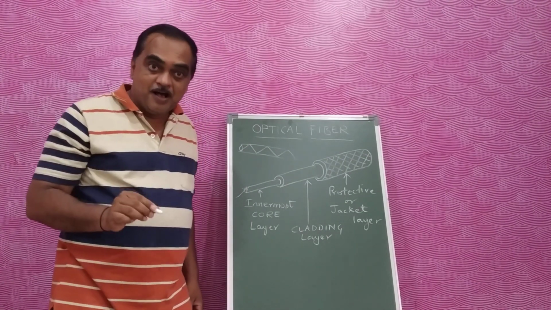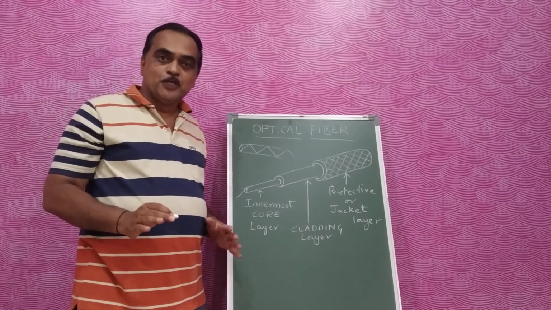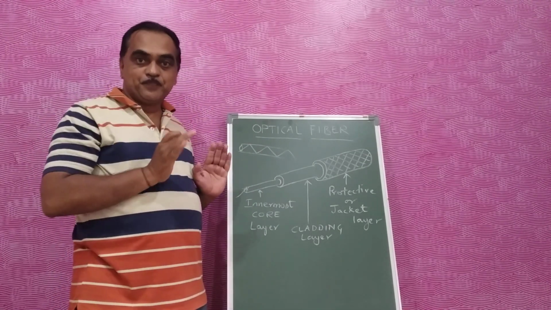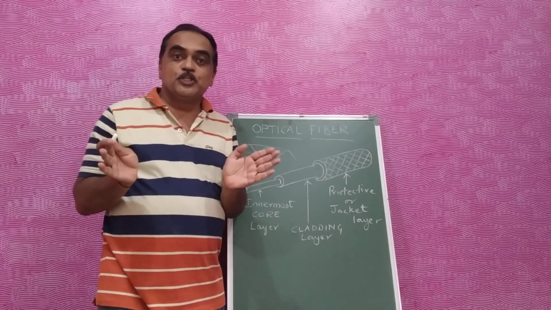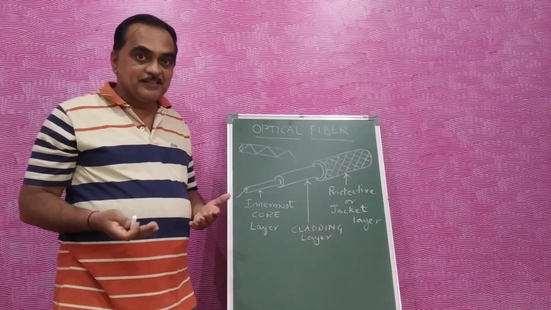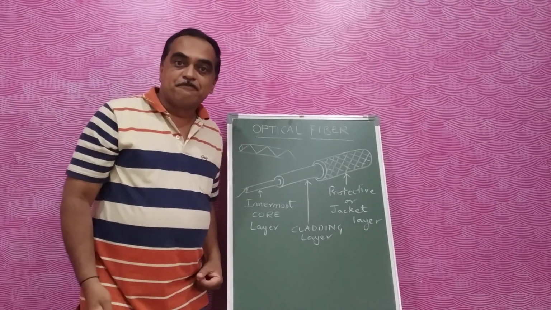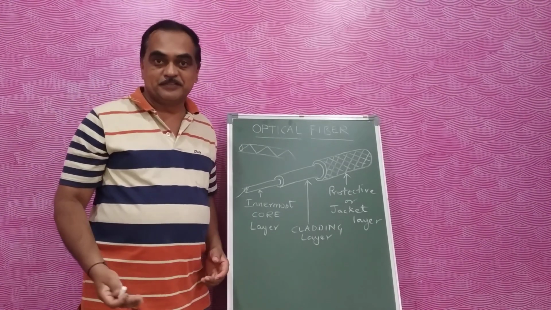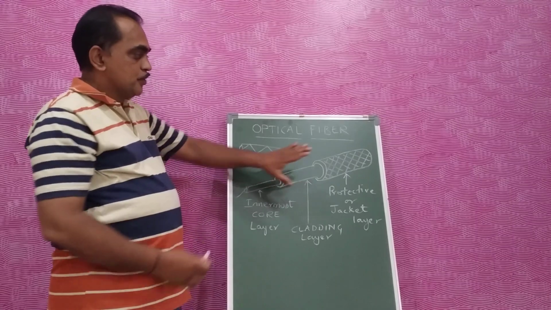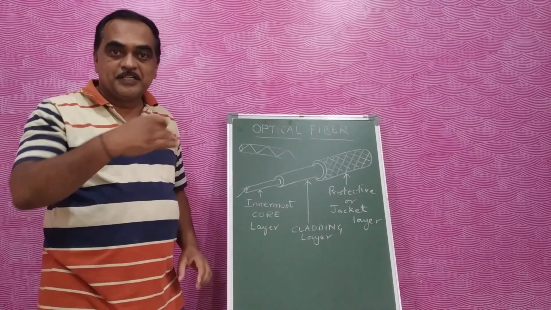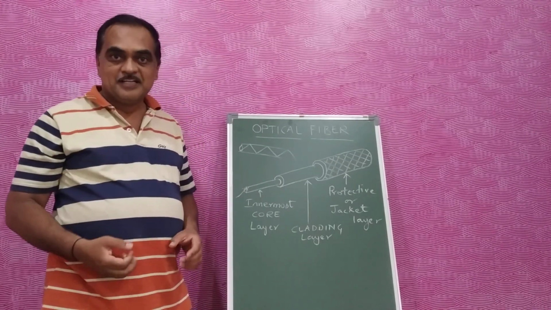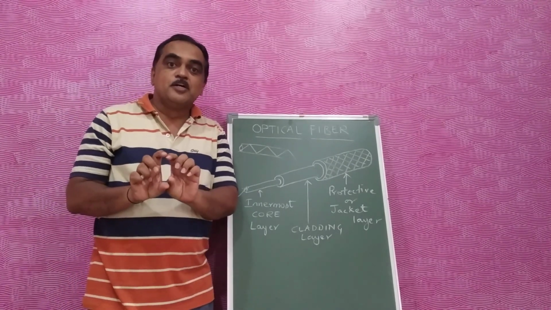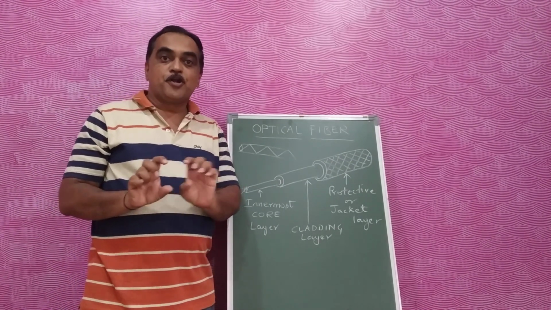And that reflection has to be only in the core layer. It should not come out of the core layer. The light should not get lost into the cladding layer. And to maintain this, we maintain the refractive indices of the two materials. And on this whole assembly, you will have an insulation tape-like material, which is called a protective or jacket layer. This makes the optical fiber a strong cable for transmission.